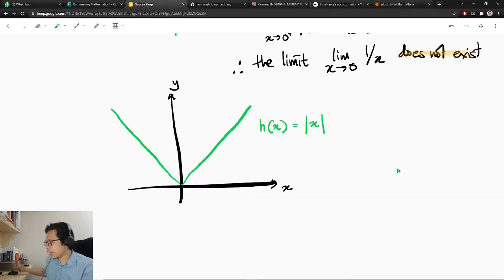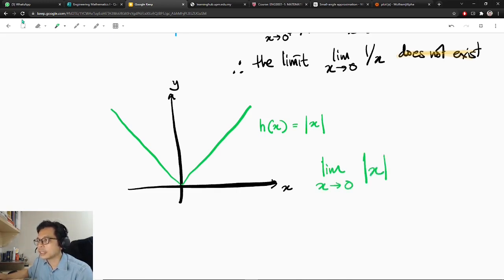So let me ask you this question then. What is the limit of this function as x approaches 0? What is the answer? 0. Does anyone want to say does not exist? Okay. The answer is 0. Who was that just now?